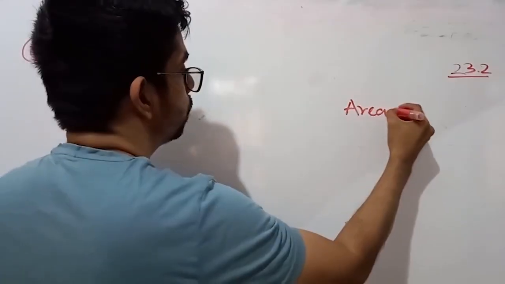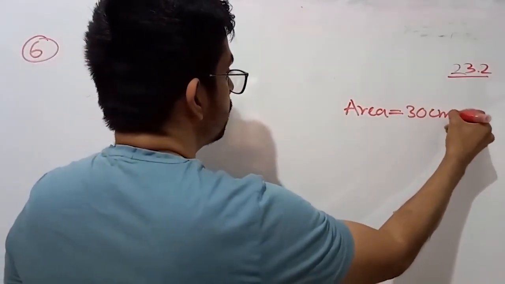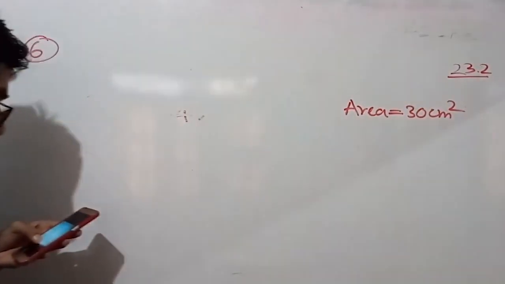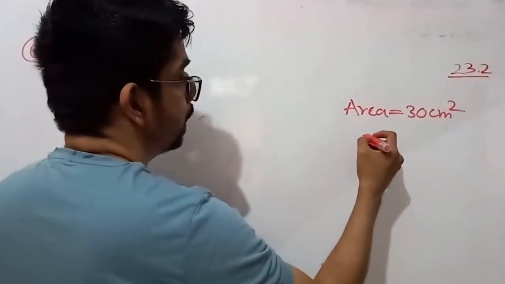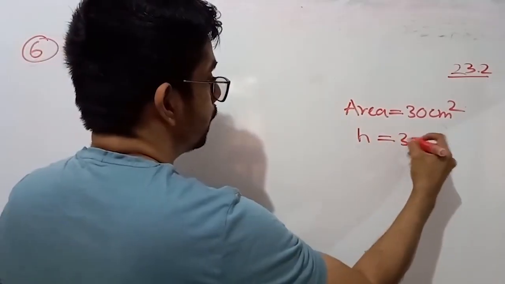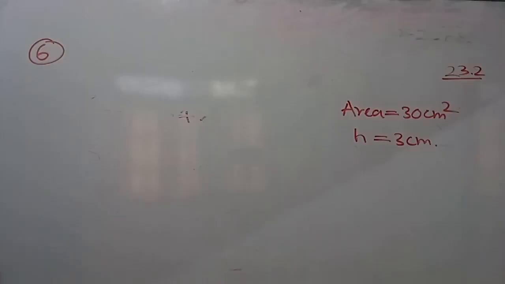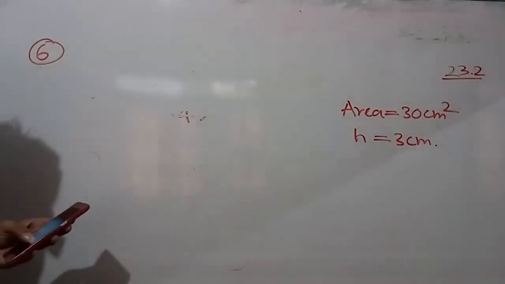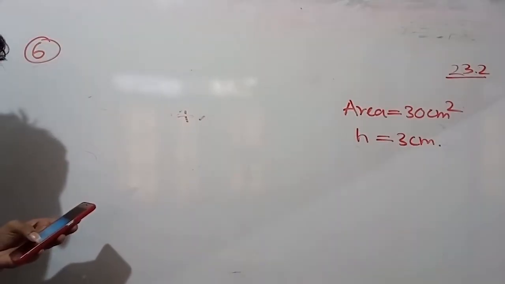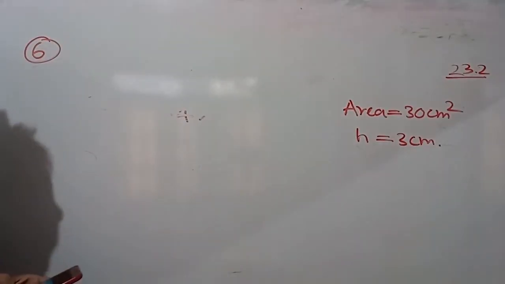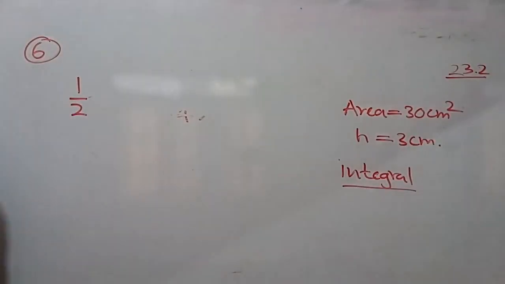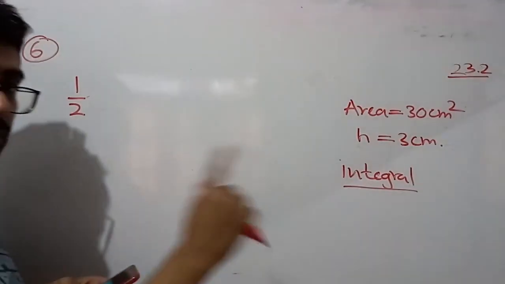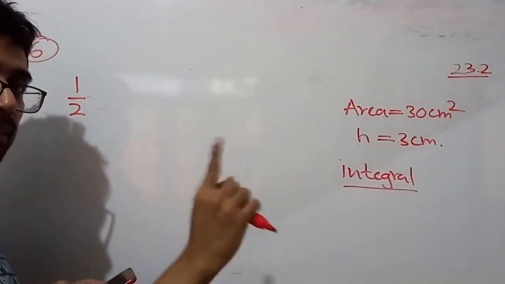The area of a trapezium is 30 square centimeters, right? So the area is what? 30 square centimeters. The perpendicular distance between the parallel sides is 3 centimeters. So I will write h as 3 centimeters. Give 3 pairs of integral values that the lengths of the parallel sides can take. Integral means whole numbers. So we know the area, but the lengths of the parallel sides haven't been given to us, no?